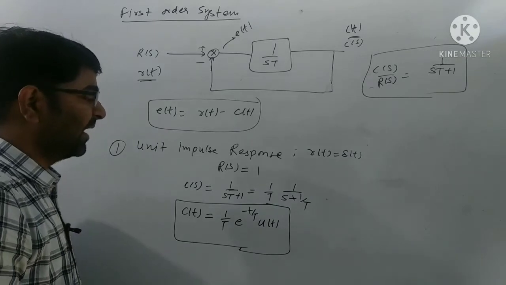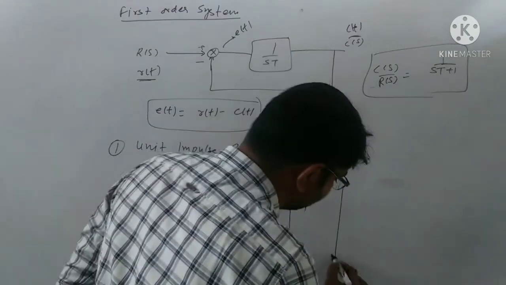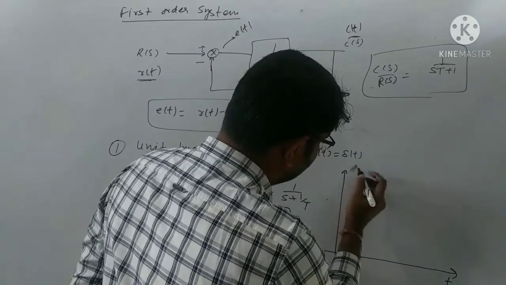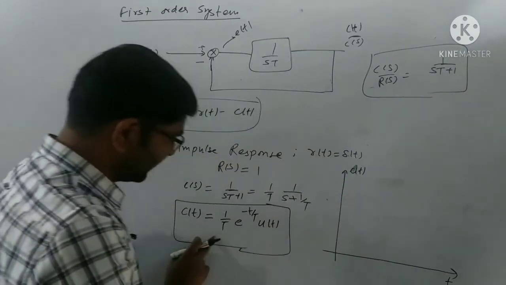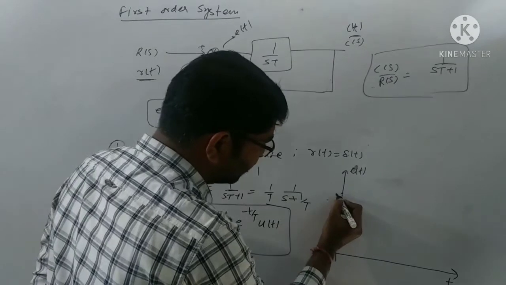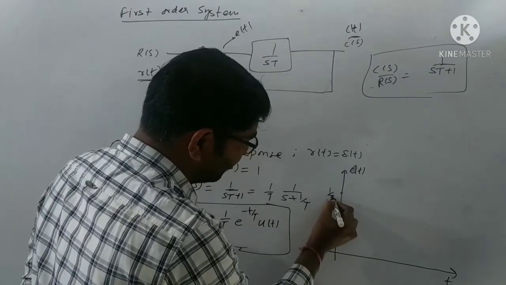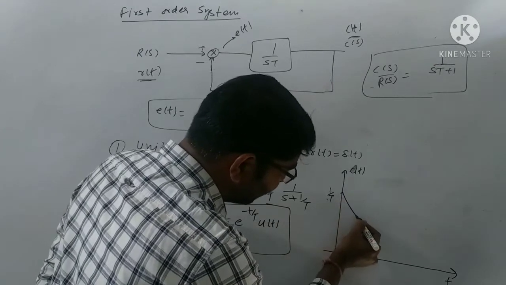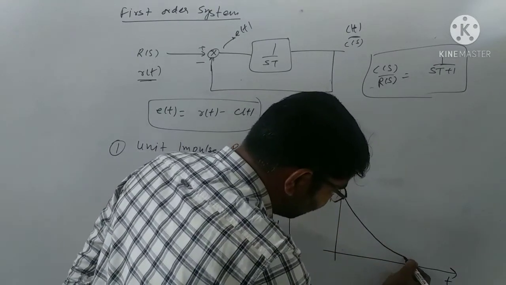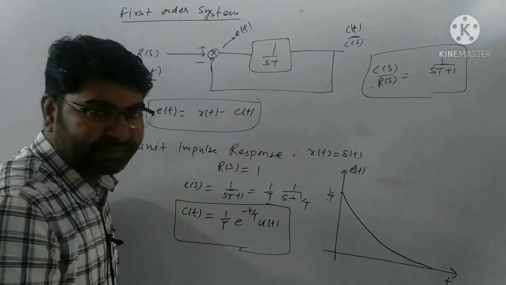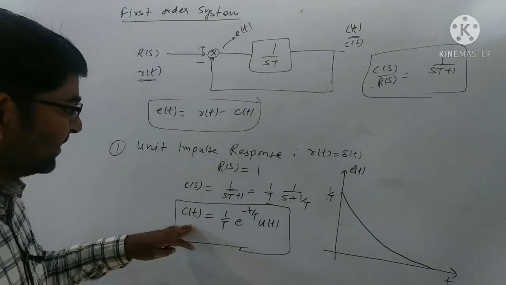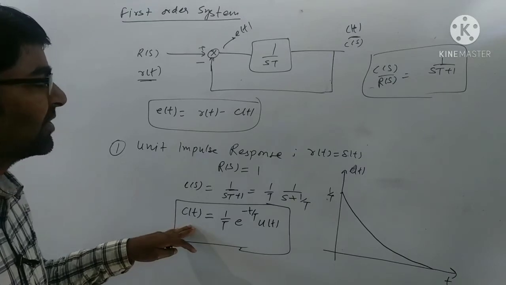Now, first you can draw the impulse response C(t). At t equals 0, we have 1 by T, and as t increases, it decreases and goes to 0. The response looks like this, right? So this is my impulse response for the first order system.